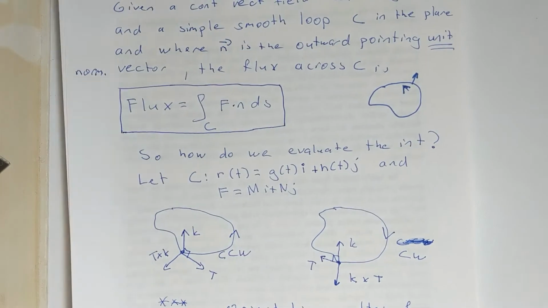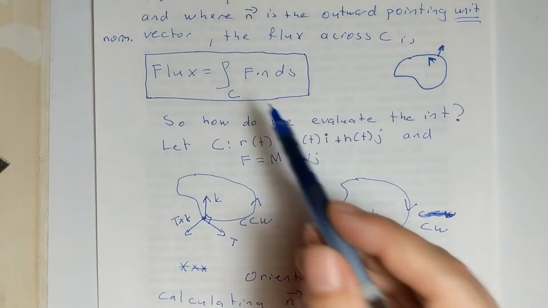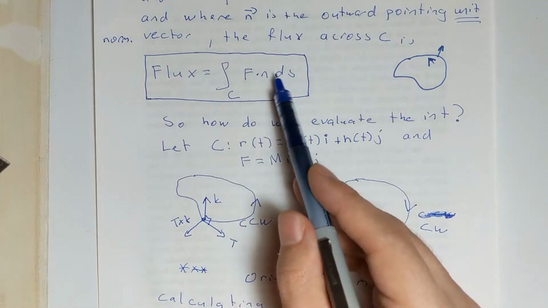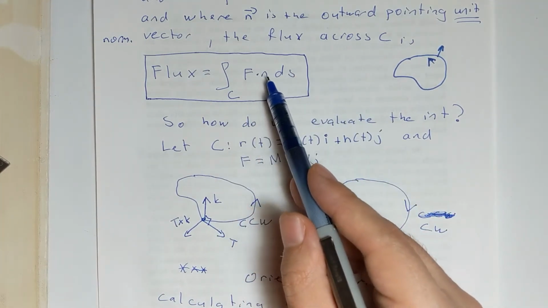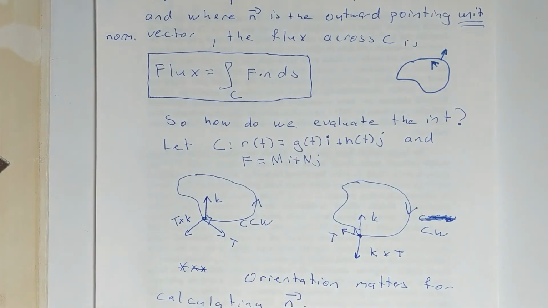So how are we going to evaluate this? This makes sense. The other one was F dot T. Again, T was a unit tangent vector. This one is F dot n, where n is the unit normal vector, ds.